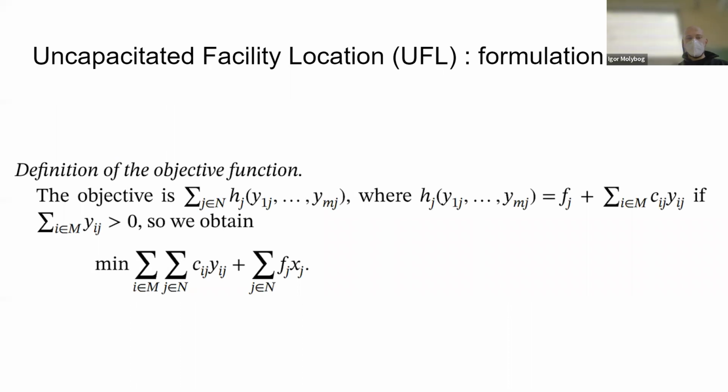So the objective function is minimization of the total cost. yij enters the objective with the coefficient Cij, and xj enters the objective with the coefficient fj.